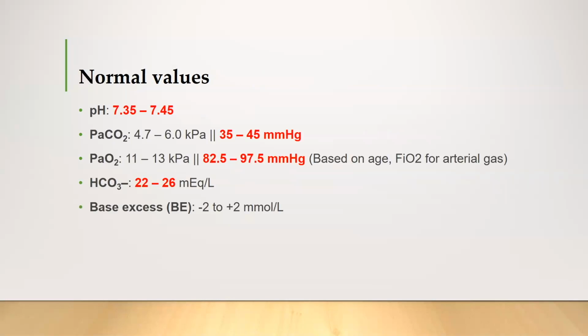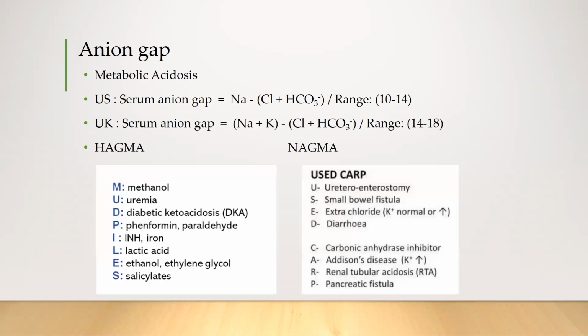So just a brief reminder or brief revision. Our pH is 7.35 to 7.45. PCO2 is 35 to 45. PO2 depends on the patient and FiO2. Bicarb is 22 to 26, and base excess is -2 to +2. So we'll move on to the anion gap.